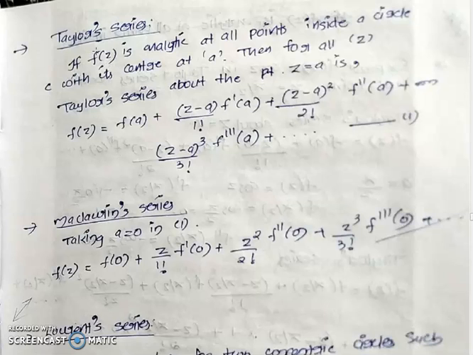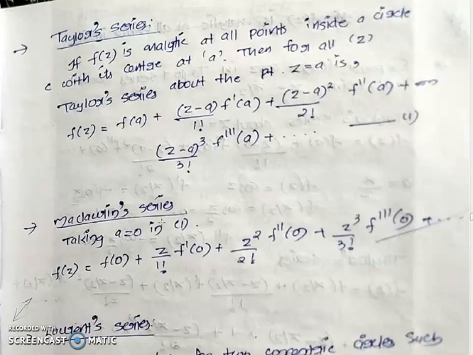Okay, now we'll learn what is Taylor series. If f of z is analytic at all points inside a circle C with its center at A, then for all z, the Taylor series about the point z is equal to a is f of z is equal to f of a plus (z minus a) by 1 factorial f dash of a plus (z minus a) the whole square by 2 factorial into f double dash of a plus (z minus a) the whole cube by 3 factorial f triple dash of a plus etc.